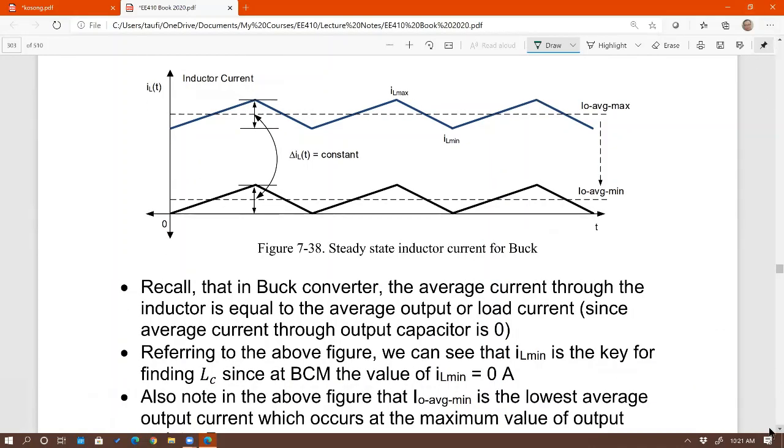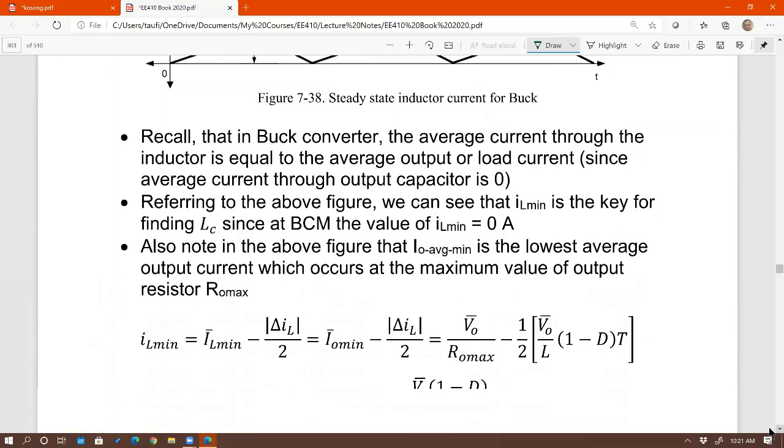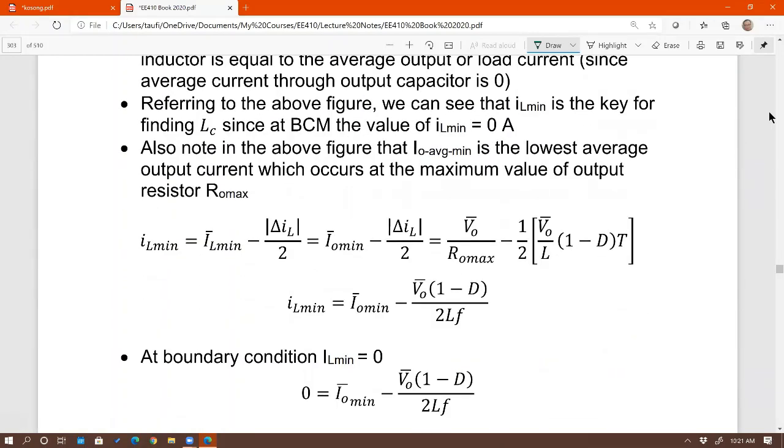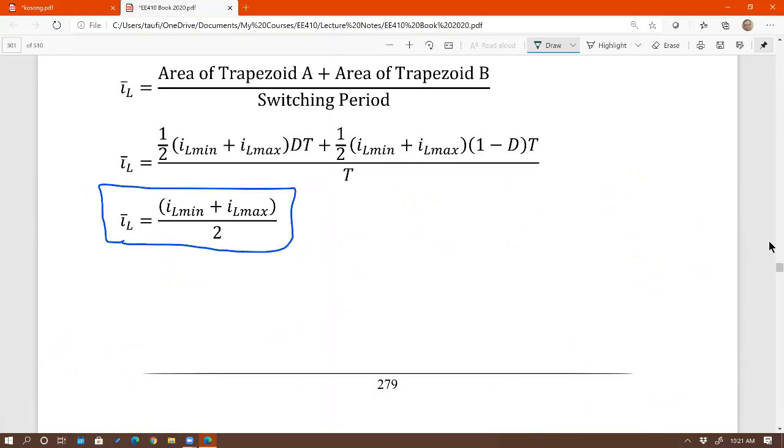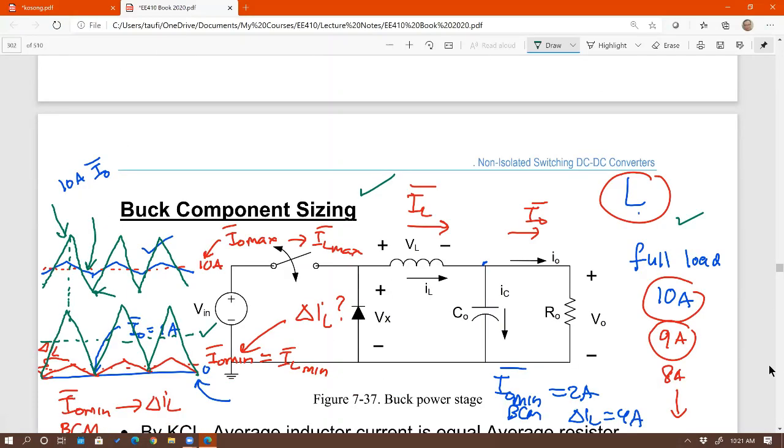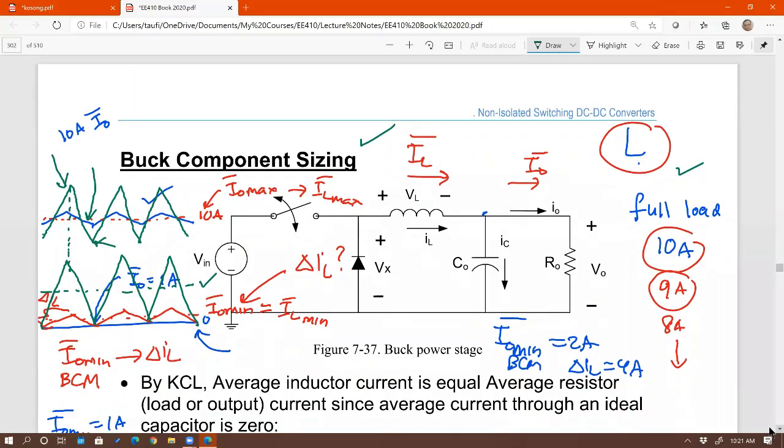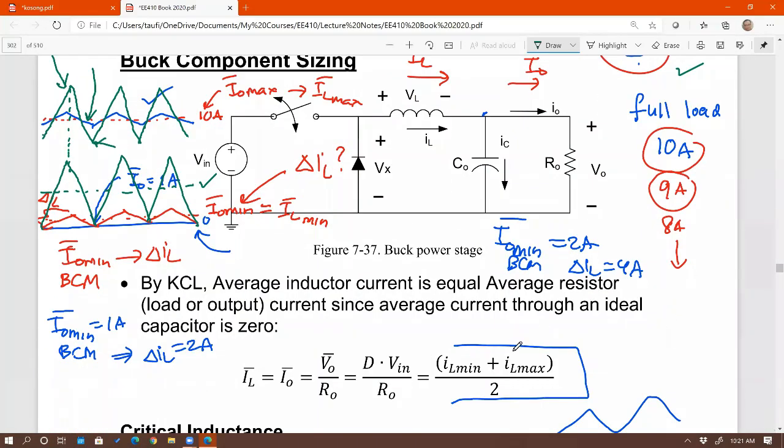Professor? Yeah. Before you touch that, can you scroll up? I just had a question. Okay, what is it? Can you scroll up more? What point were you making where you said I out average min equals 2 amps and then the delta IL is 4 amps? Were you just saying that delta IL is 2 times the I out average min?